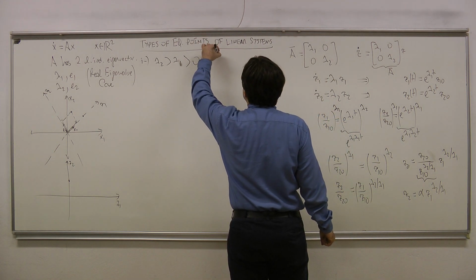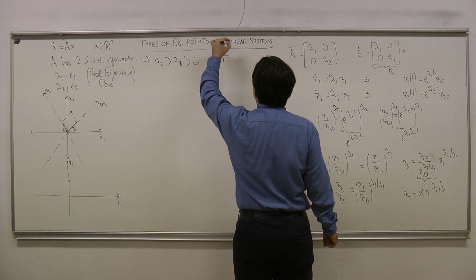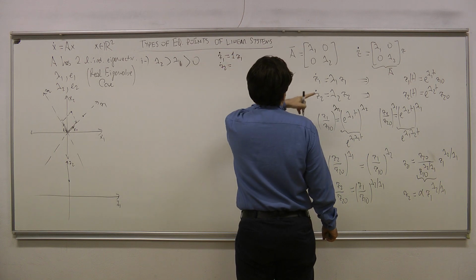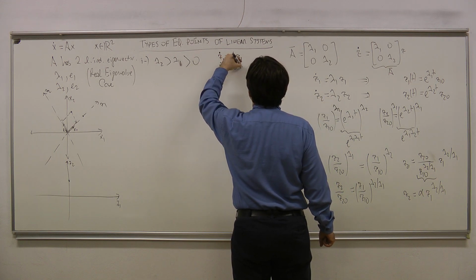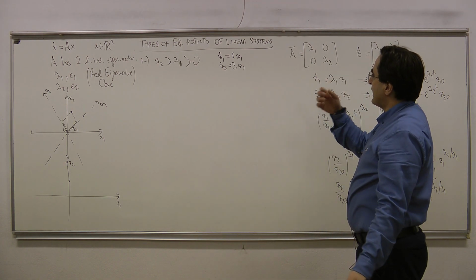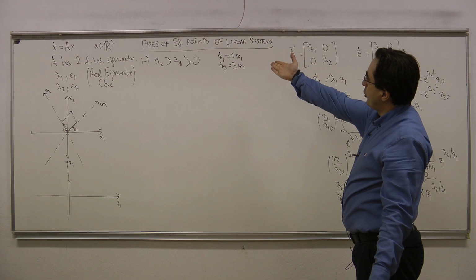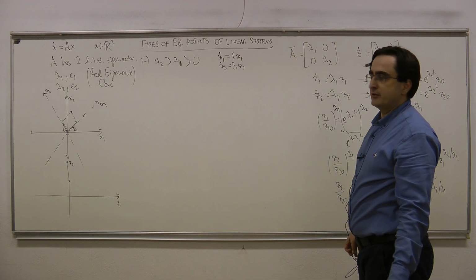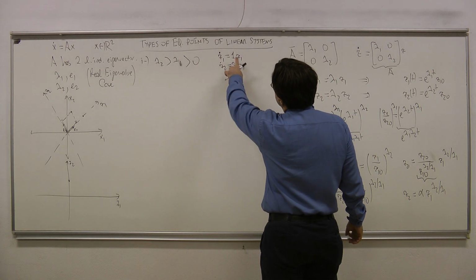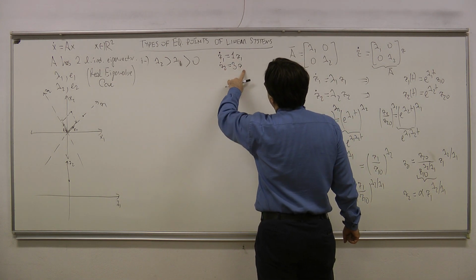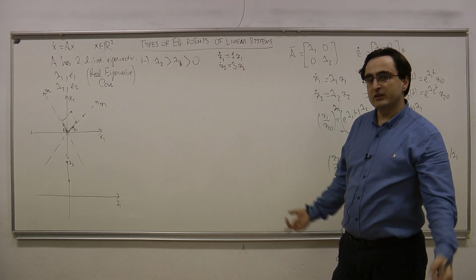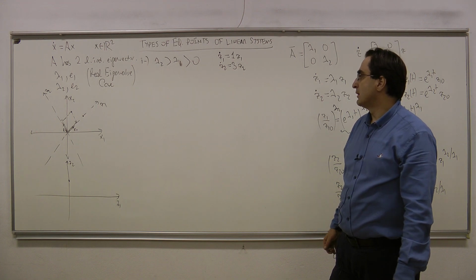So we have the following case. Z1 dot is equal to, let us say, 1 times Z1, and Z2 dot is equal to, in this case, 3 times Z2. I'm making this up. Okay? In this case, where are the equilibrium points of this linear system? If I equate the right-hand side to 0, then I would have Z1 equals 0 and Z2 equals 0 as my equilibrium point. I have a single equilibrium point at the origin.